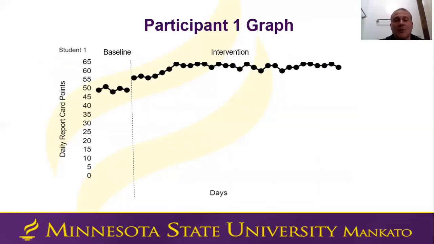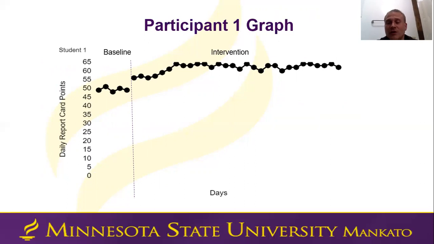As we can see in the graph for participant 1, the baseline is pretty stable, and there's very little variability throughout the baseline here. There's 5 days of baseline collected, and it starts at 48, and the baseline data points for the daily report cards fluctuate between 48 and 52 during the baseline.